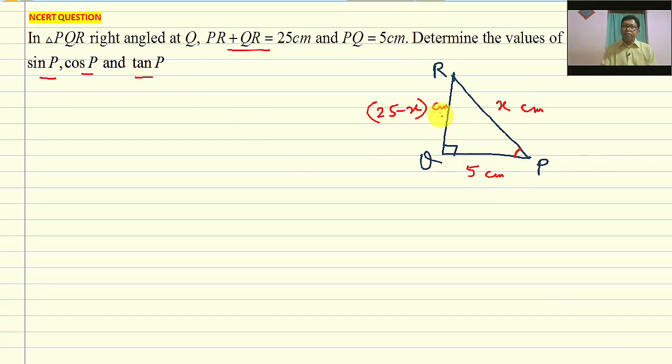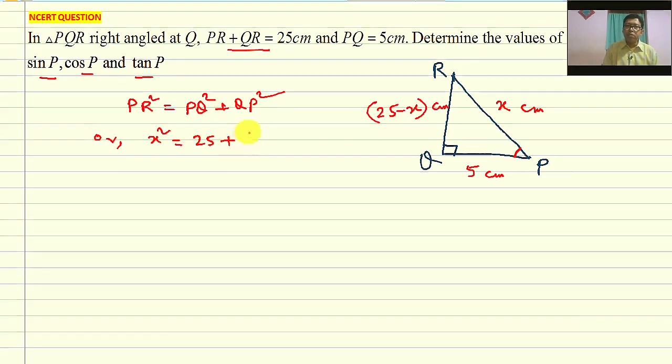Now, since we know the three sides of the right angle triangle, we can use the Pythagoras theorem. What is the Pythagoras theorem? The hypotenuse square, PR square, is equal to the sum of the squares of the other two arms of the right angle triangle, PQ square plus QR square. What is PR? PR is equal to X. So X square is equal to PQ, which is 5, so 5 square means 25, plus QR square. QR is equal to 25 minus X whole square.